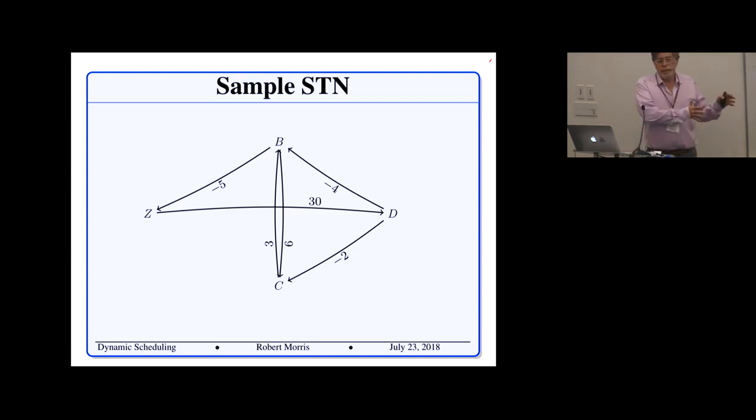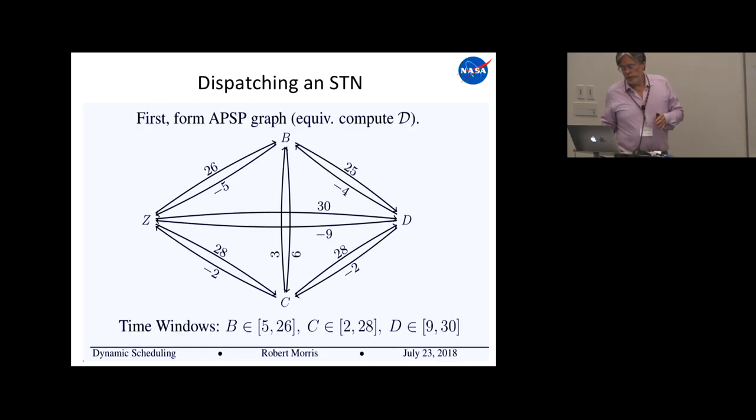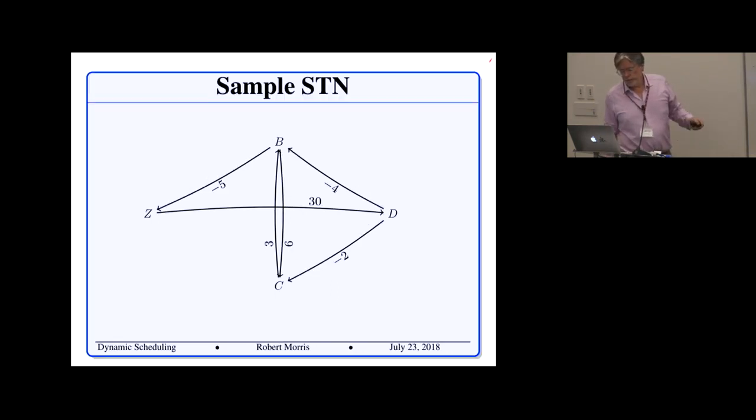if this is our input STN, the first thing to do for dispatching it is to form the all pairs shortest path graph, or the D graph. And you get this. So where do we get this? Well, let's just give an example. Where did the 26 value come from? Well, from this, if you follow the arrows, hopefully, you get 30 minus 4 minus 5. Is that 26?